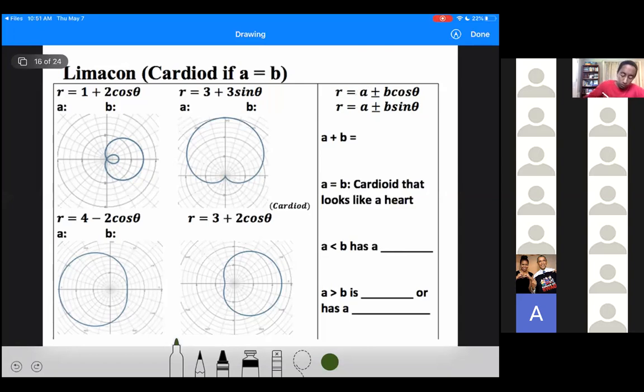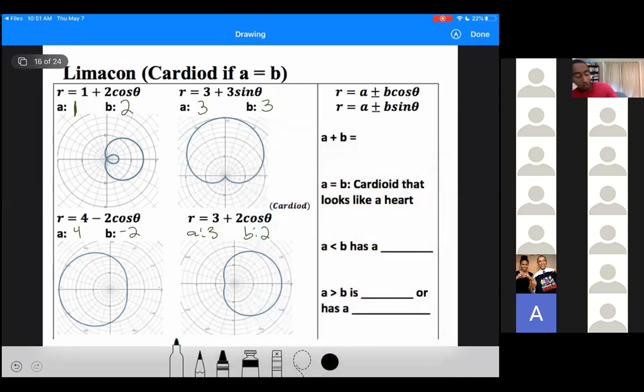So in this case, let's just write what our a and our b is. Here our a is 1, our b is 2, here our a is 3, our b is 3, here our a is 4, our b is -2, here our a is 3, our b is 2. Just based on the a and the b, I'm gonna tell you kind of some features of the shape there, okay?